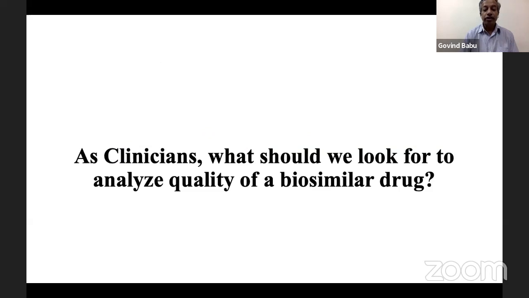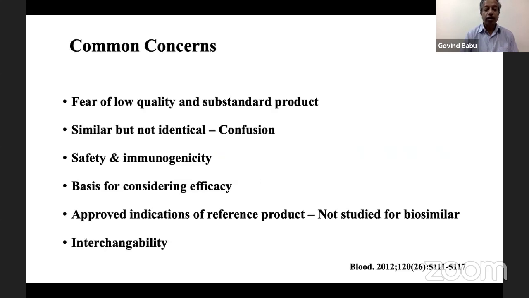So as clinicians, what should we look at to say a biosimilar is good for us to use for our patient? The common fears that are there are the fear of low quality and substandard product, similar but not identical, and there is where most of us have confusion, safety and immunogenicity, basis for considering efficacy, approved indication of reference product, not studied for many indications, and an important question of interchangeability.